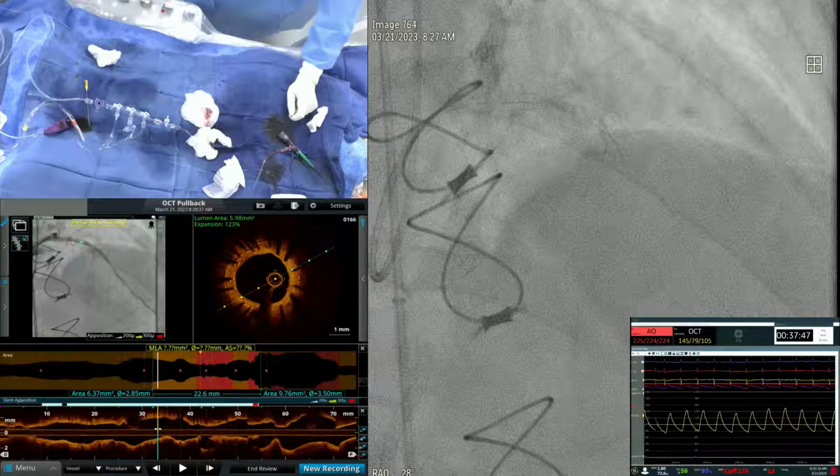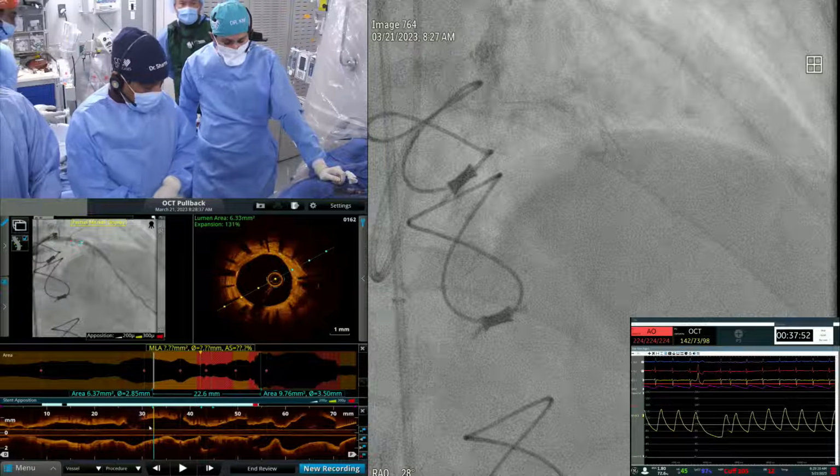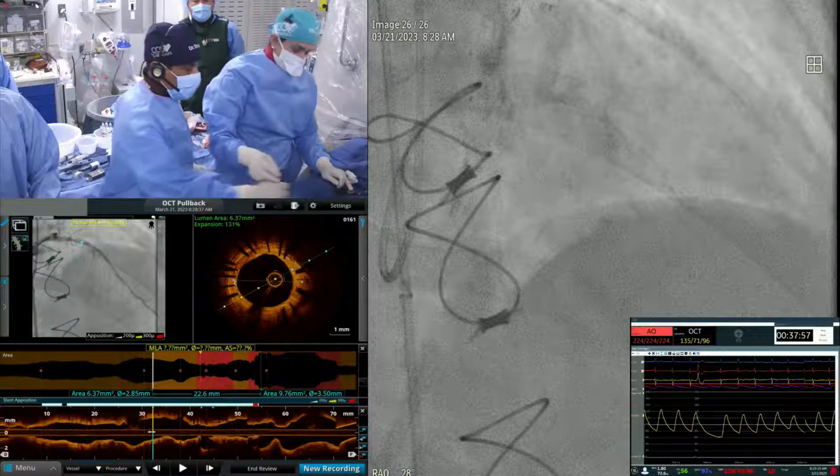I think the vessel size is 3.5. Yep, give us 3.5. We can remove the Rota wire. Doing OCT now is not going to tell us anything. Yes.